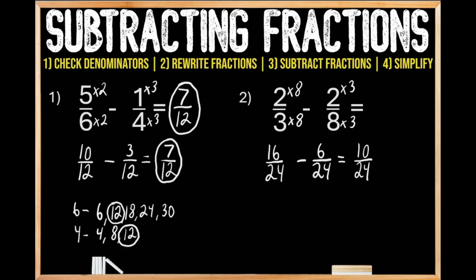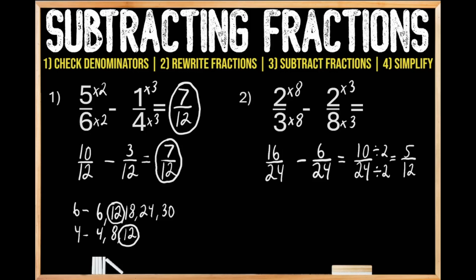Now moving on to our last step, step number 4, where we're going to simplify this fraction. And here both 10 and 24 share a common factor of 2, so we're going to divide both our denominator and our numerator by 2 in order to simplify this fraction. For the denominator, when we divide 24 by 2, we get 12. And then for the numerator, when we divide 10 by 2, we get 5 for the fraction of 5/12.